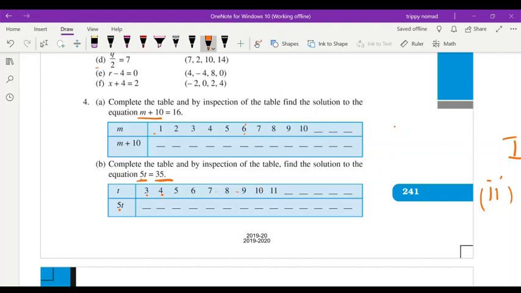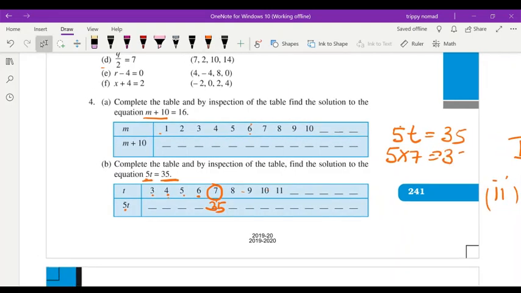5 4s are 20, 5 5s are 25, 5 6s are 30 and 5 7s are 35. So which value will give the solution, when the left hand side and right hand side will be equal? That is 7. If I put 5t is equal to 35, 5 into 7, then both sides will be equal, so we have to put 5 into 7.